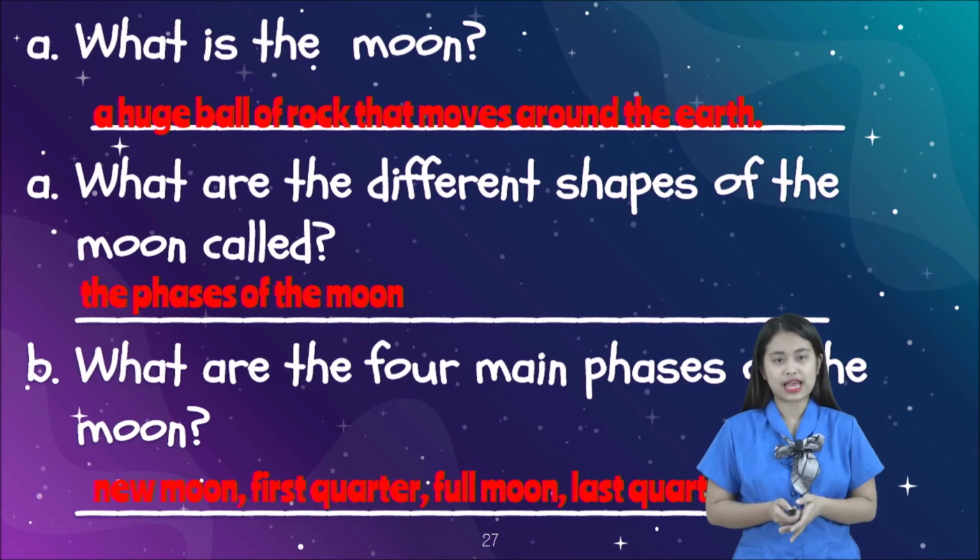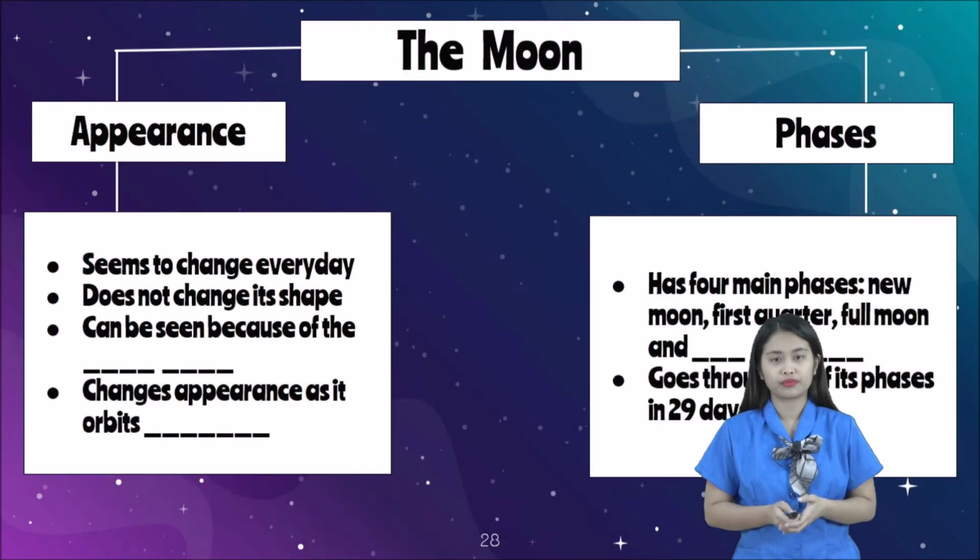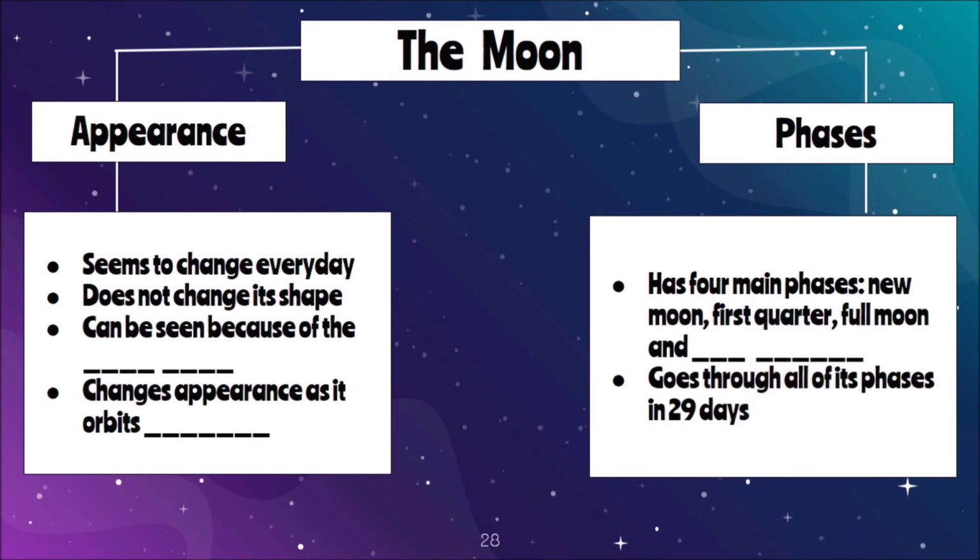So now let us answer the number 5. So as you can see, we have a table here. So we have the appearance and phases of the moon. So let us talk about first the appearance of the moon on the left side. So it seems to change every day. It does not change its shape and can be seen because of the blank. It is because of the sun's light. And next one, changes appearance as it orbits where? Where does the moon orbit? Definitely it is on the earth.